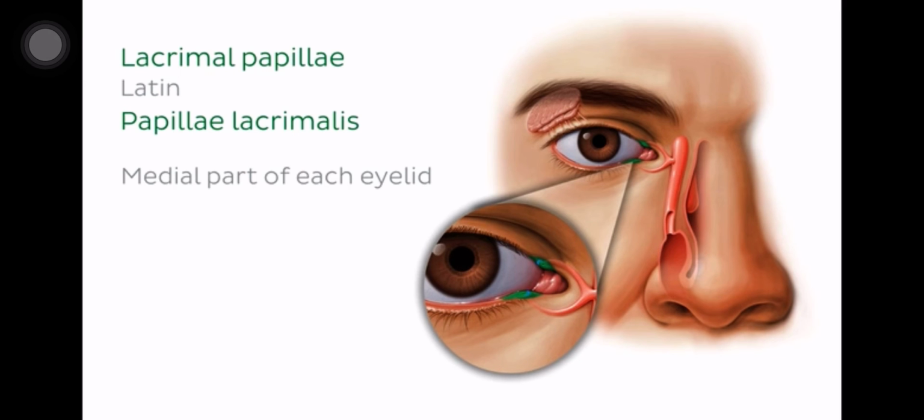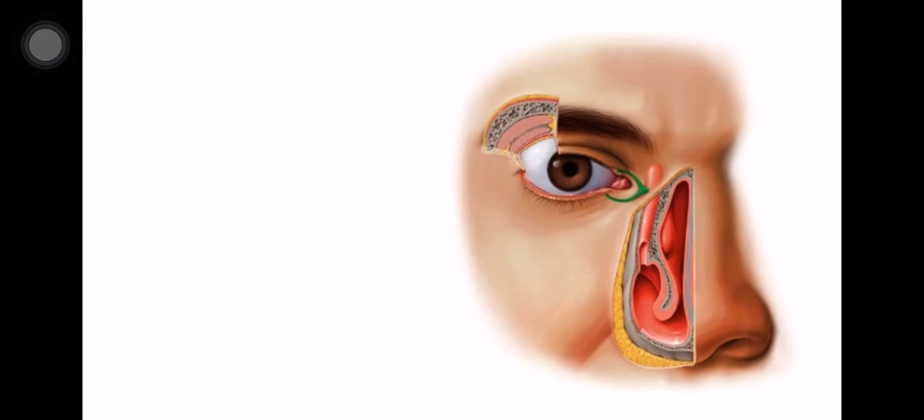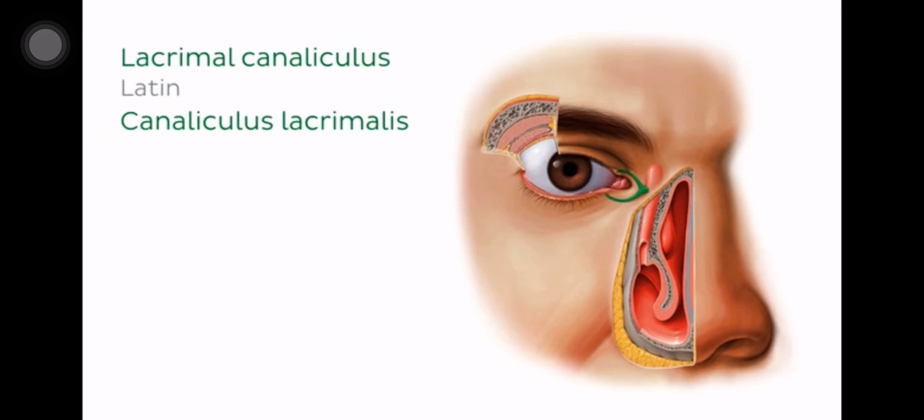In the centre of each papilla is an opening called the lacrimal punctum. It is through the lacrimal puncta that tear fluid drains to continue through the lacrimal apparatus to enter into our next structure, the lacrimal canaliculi. A single lacrimal canaliculus is a small, short, tube-like structure that collects lacrimal fluid for drainage. Medial to the right eye in this image, we see the superior and inferior canaliculi highlighted in green.